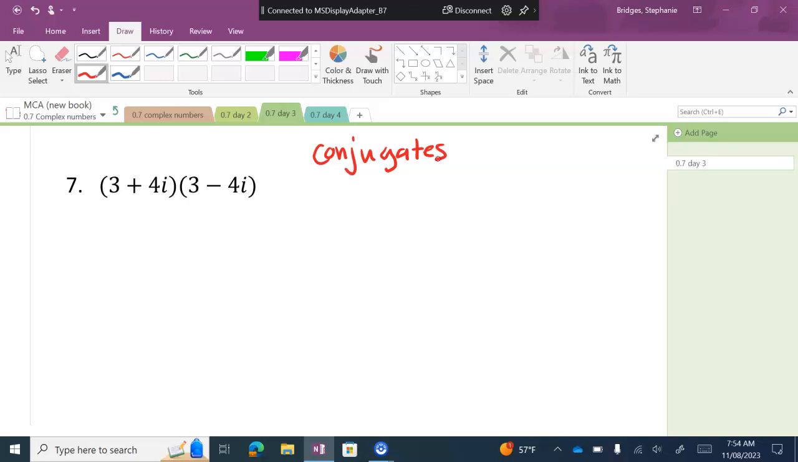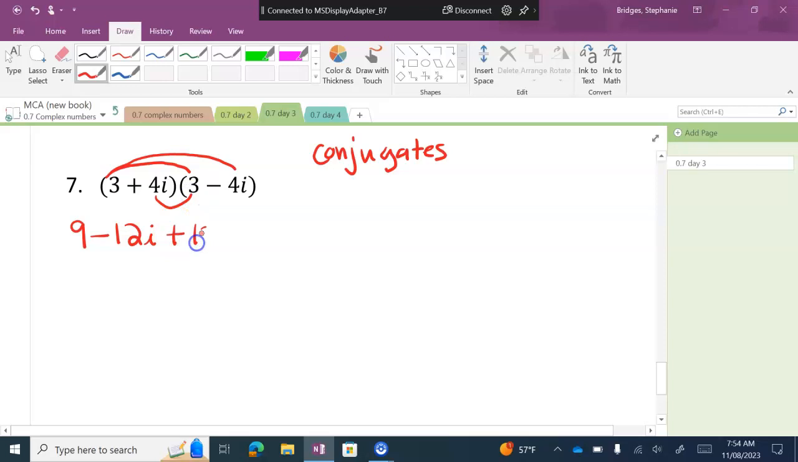A lot of the same answers, but I'm also seeing a couple different answers here. Make sure when you're adding, you add correctly. Starting the foiling process, 3 times 3 is 9. 3 times negative 4i is a negative 12i. Positive 4i times 3 is a positive 12i. And a positive 4i times a negative 4i is a negative 16i squared.